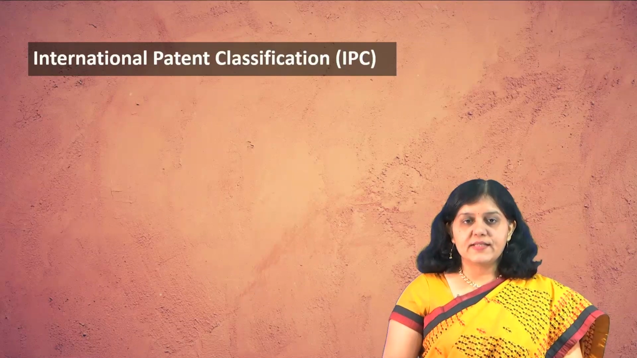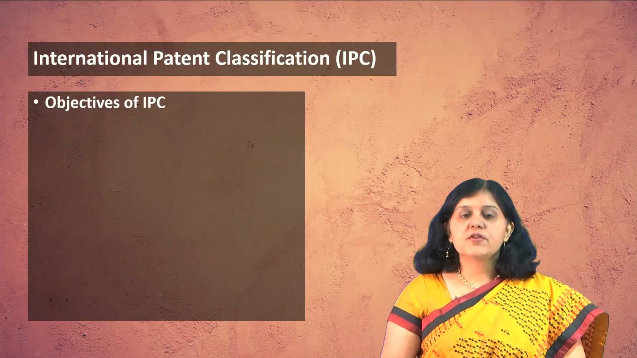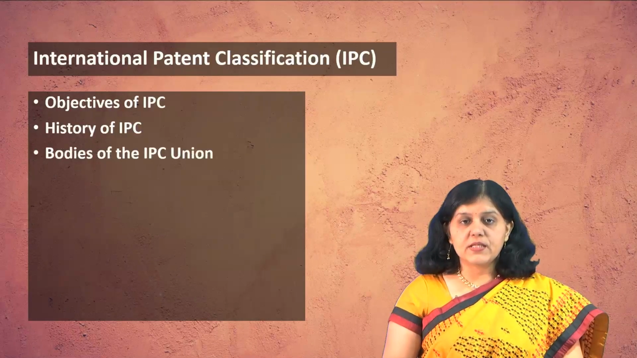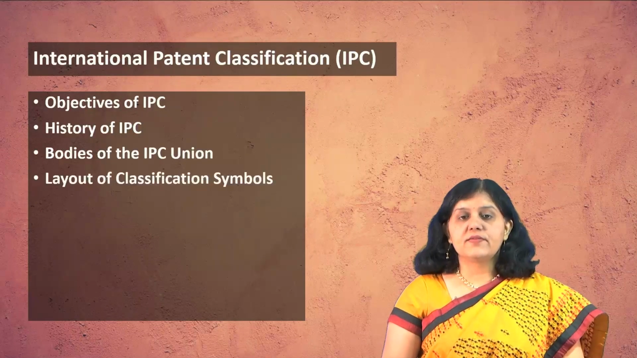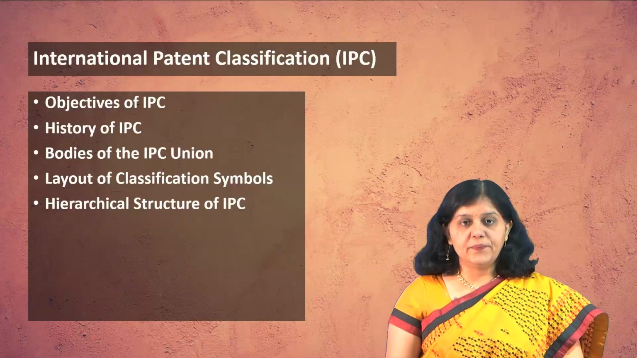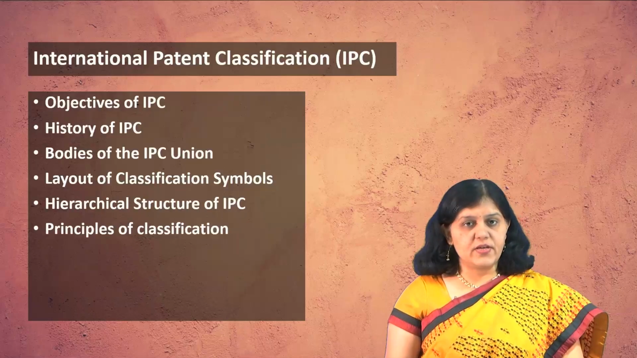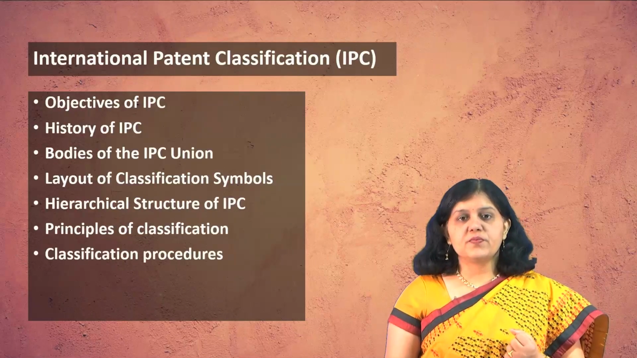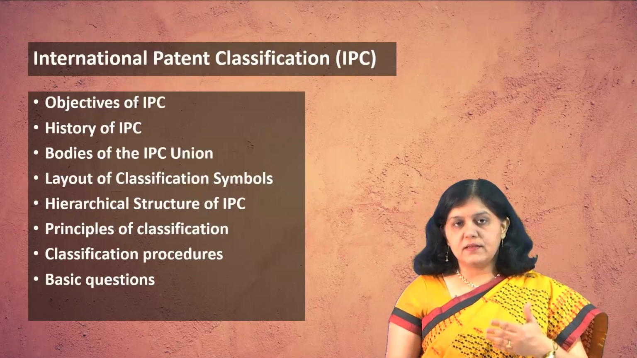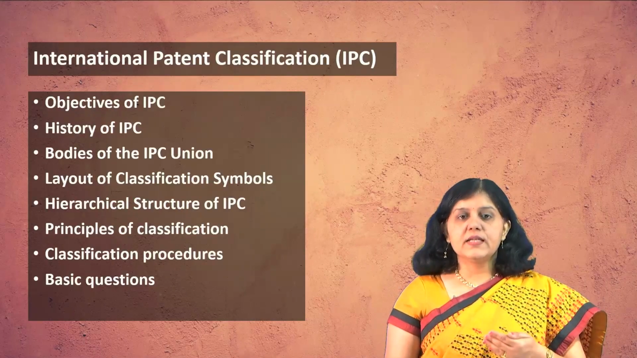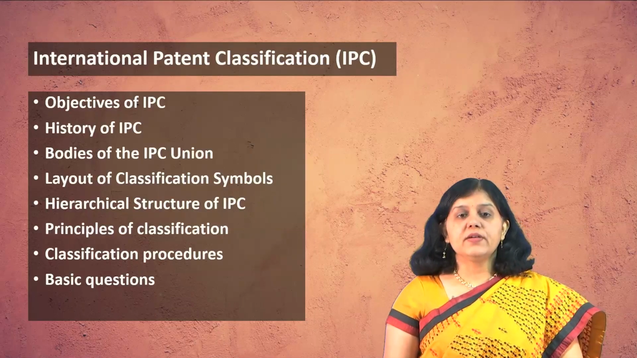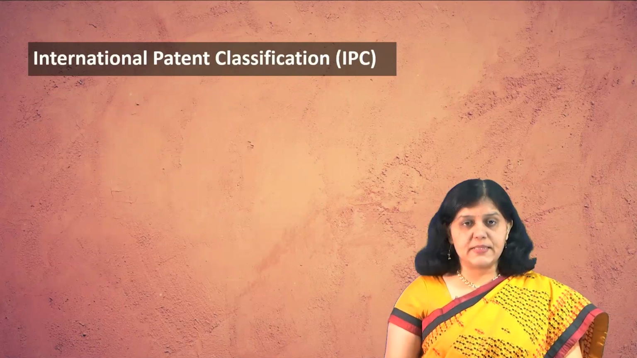So, we will divide this into objectives of IPC, history of IPC, bodies of the IPC union, layout of classification symbol, hierarchical structure of IPC, principles of classification, classification procedure and basic questions. So, we can see this IPC under these titles. We will see one by one, starting with the objective of IPC.